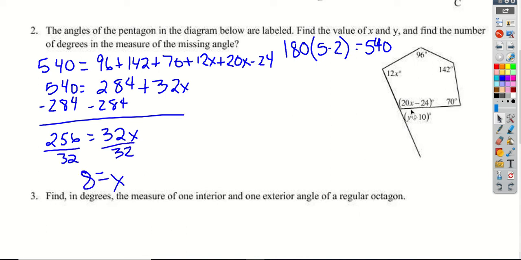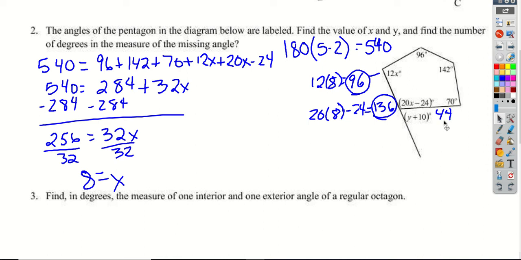So now that we know x is 8, we can do 12 times 8, which is 96. So that's the measure of this first angle. And then 20 times 8 minus 24 is 136. And since the exterior angle here is supplementary, we would know that this is 44. And then if y plus 10 is 44, y is going to be 34.